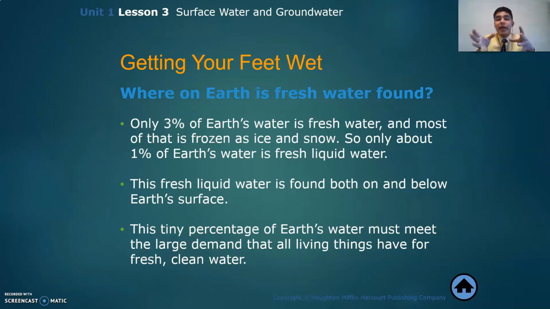And also we have to compare fresh water to salty water that we find in oceans. And the water that we have in oceans is water that humans and other living things cannot actually consume. So, well, at least some living things cannot consume. So that's why fresh water is very important.